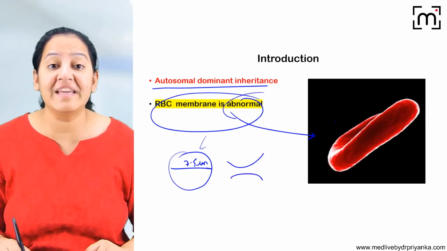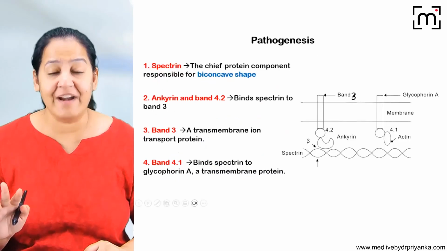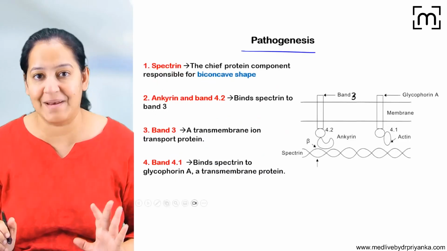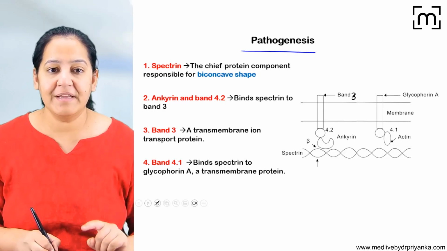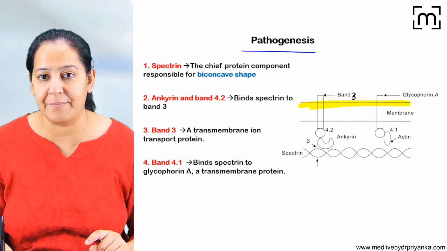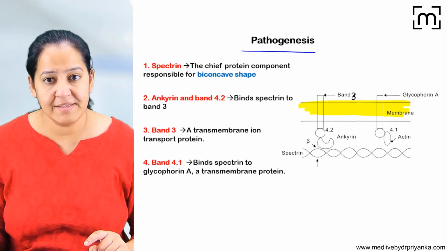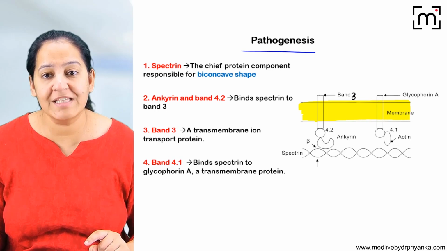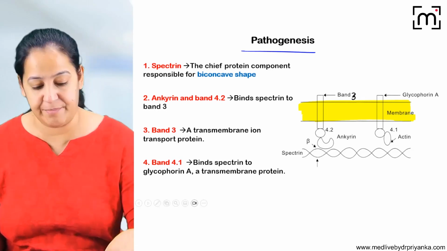Now what is the abnormality in the shape? For understanding the abnormality in hereditary spherocytosis, first you have to understand the normal cell membrane of the RBC. Here you can see the RBC cell membrane. Let me draw the cell membrane of the RBC and explain the names of the proteins which provide the biconcave shape to the RBC.